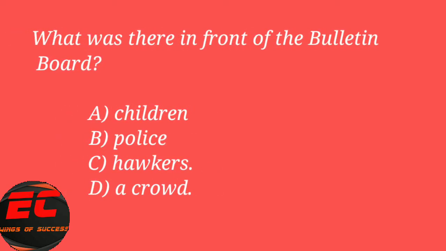Next, what was there in front of the bulletin board? Option A, children, option B, police, option C, hawkers, option D, a crowd. So the correct option is option D, a crowd.